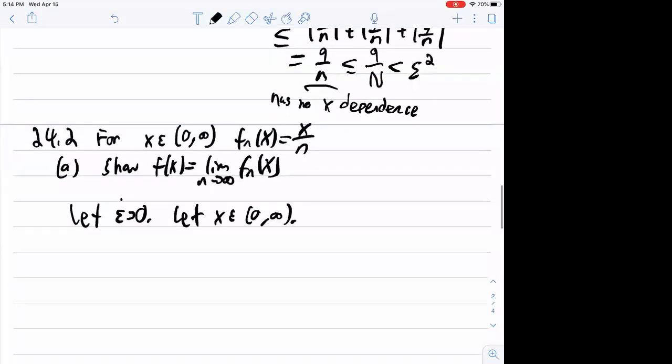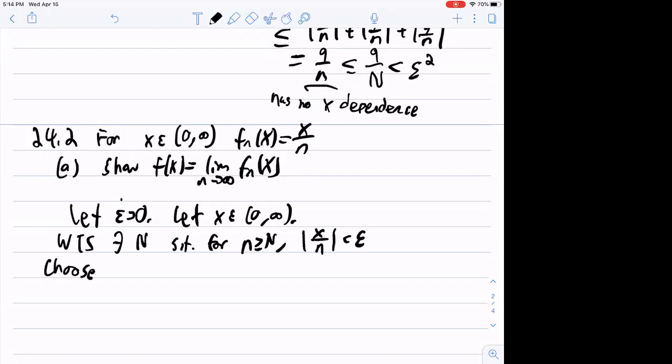So basically I want to show there exists N such that for n greater than or equal to N, the absolute value of x over n is less than epsilon. And that's clearly true. So choose N so that x over N is less than epsilon. This is, again, Archimedean property.